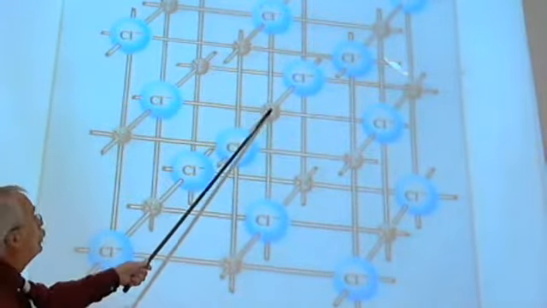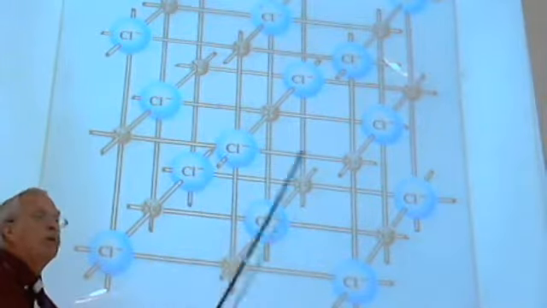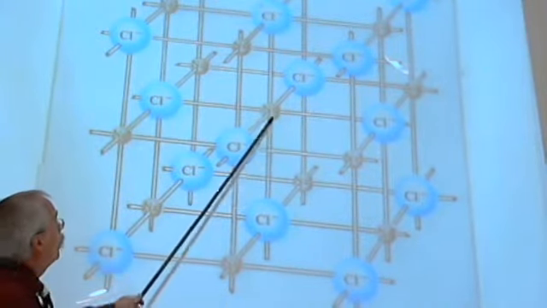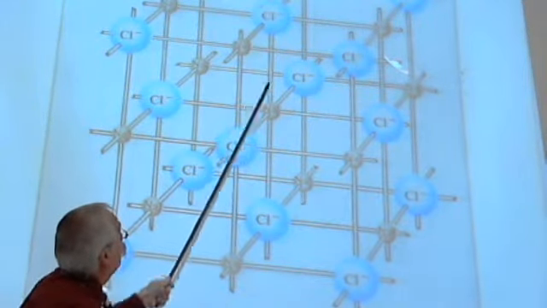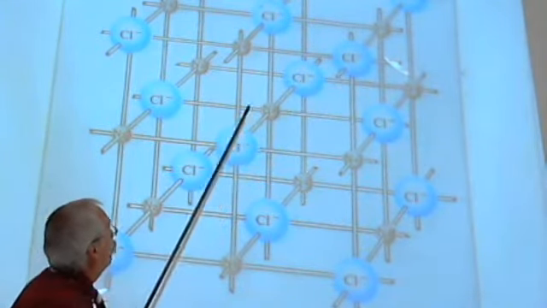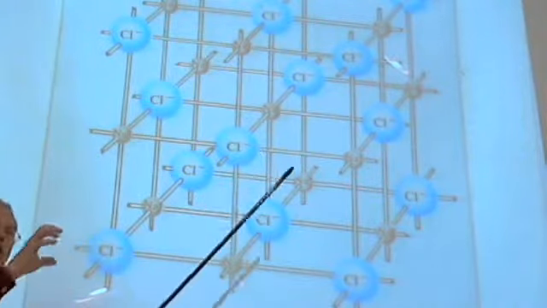Look at the sodium in the center. You'll notice that it's surrounded by 6 neighbors, 6 chlorides. One to your left, one to your right, one above, one below, one behind, one in front. And so it's totally surrounded.